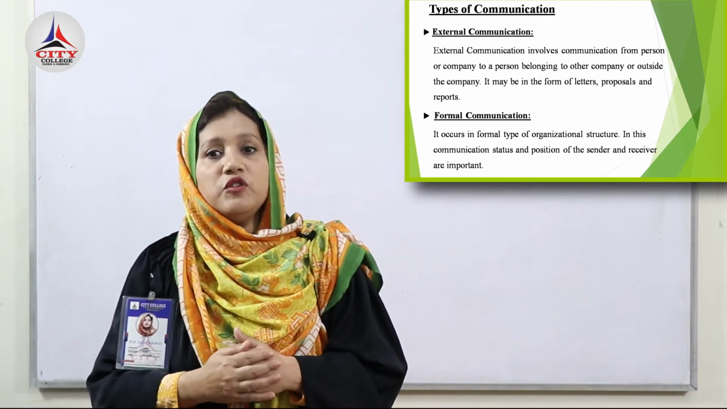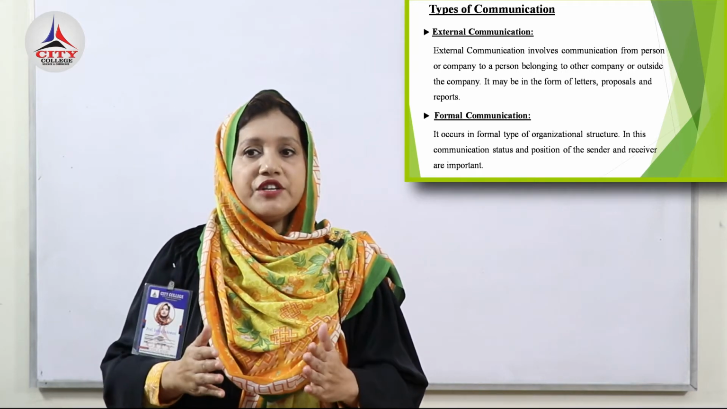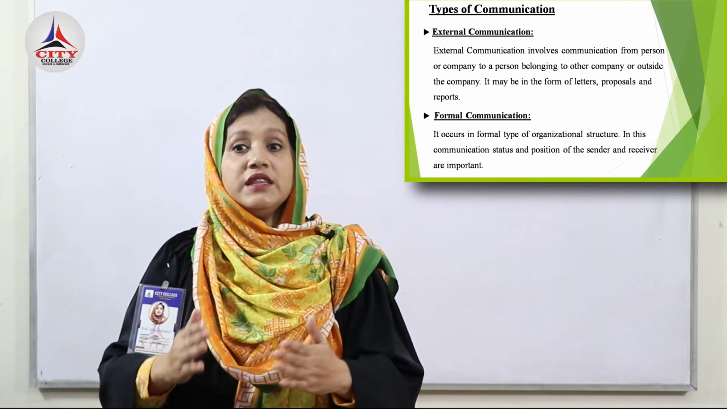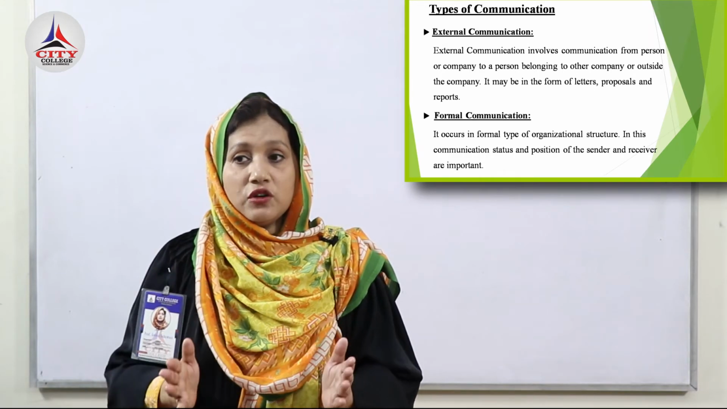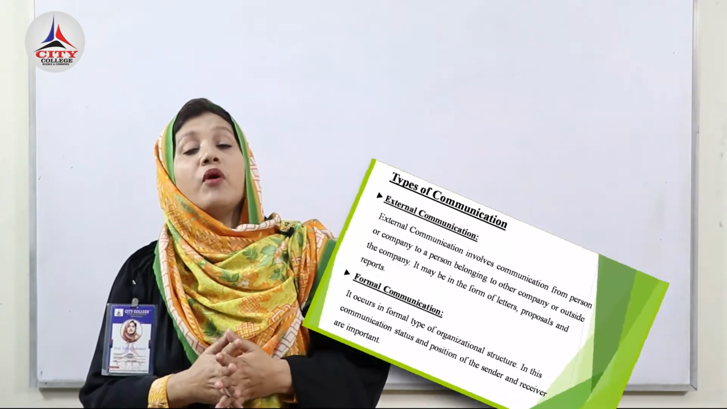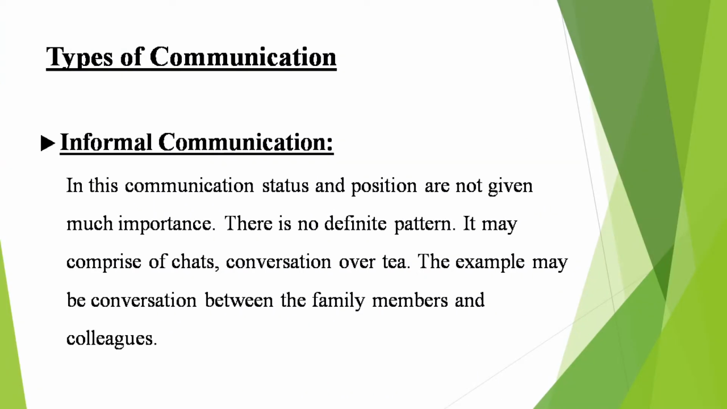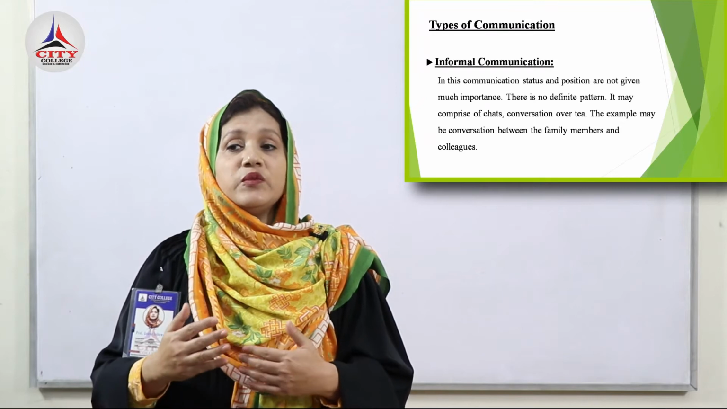Next is formal communication. It occurs in a formal type of organizational structure. In this communication, status and position of the sender and receiver are important factors. Informal communication. In this communication, status and position are not given much importance. There is no definite pattern. There is no definite style, no definite code of conduct. It may comprise chats, conversations over tea. The example may be conversation between the family members and the colleagues and friends.